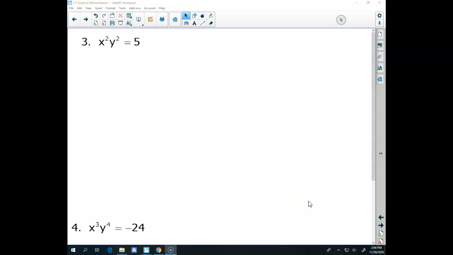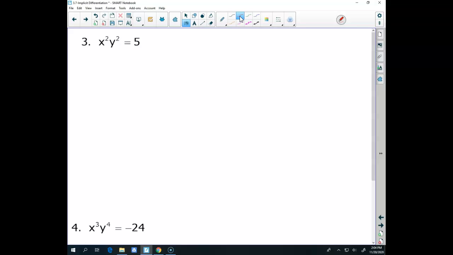All right, day 2, implicit differentiation. We're throwing some products in here. This is going to be so exciting today. There are no toothpicks needed in today's lesson. Okay? Remember, implicit differentiation, all it is, is taking derivatives of equations that are not solved for y.